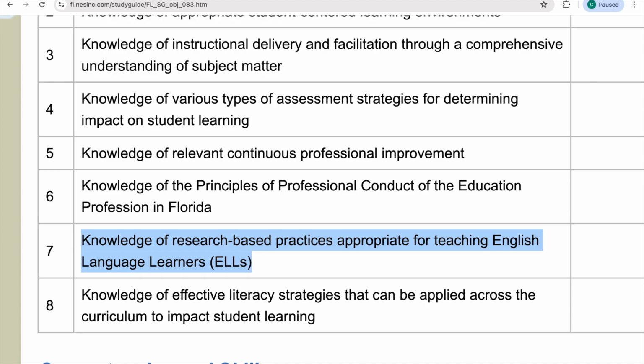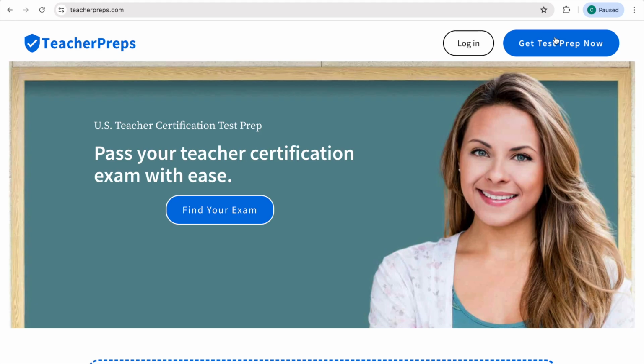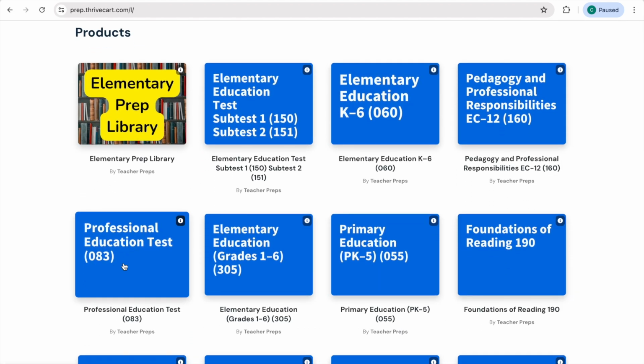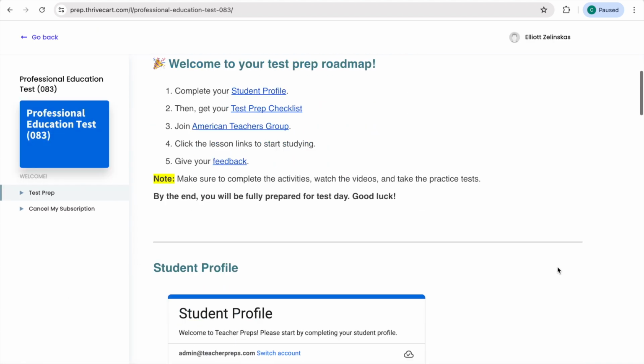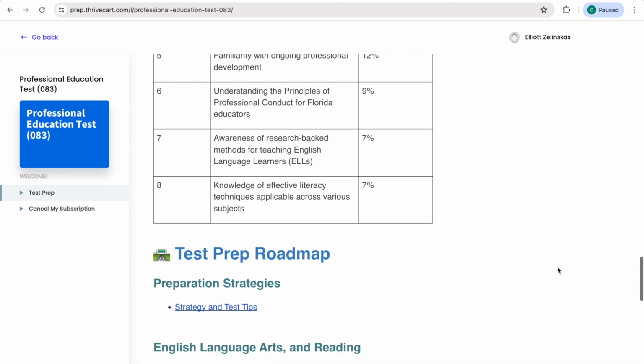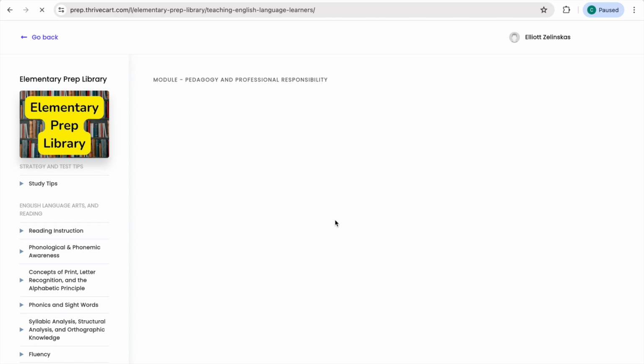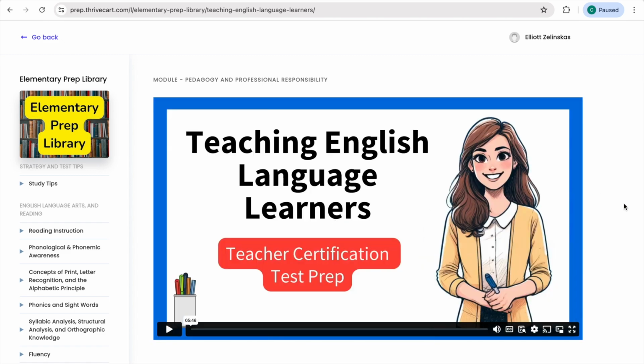Now, what we want to do is go to teacherpreps.com. We've already enrolled, so we're going to click the login button, and we are going to be presented with all of the test prep that we have. What you want to do is click the professional education test. That's the exam that you are studying for. Scroll all the way down to our quick links that present you with easy to learn, understand, and practice lessons. And in this video, we're going to be covering the Teaching English Language Learners. So let's click that link. And we're going to be presented with a video right at the top. And I'm going to show this to you right after this quick introduction.